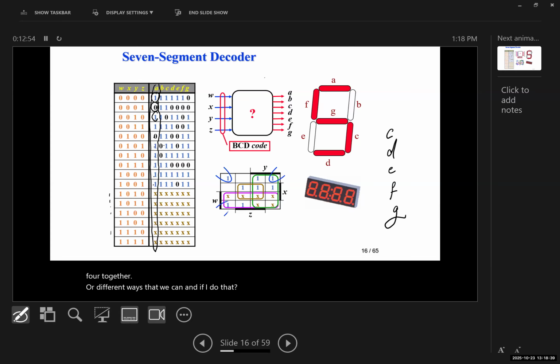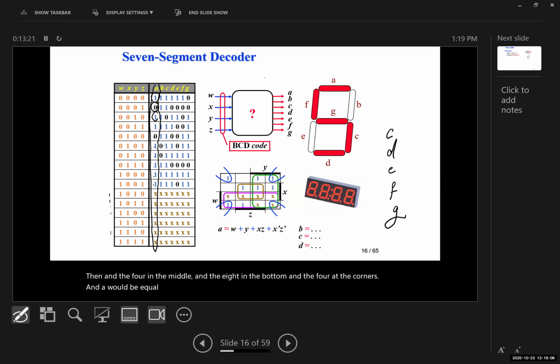or I can do the H and add it down, you're going to get the same results. You're going to have multiple simplified functions, but all of them are correct. And if I do these 8, or I can do the 4 on top right, then the 4 in the middle, and the 8 in the bottom, and the 4 at the corners. And A would be equal to W plus Y plus XZ plus X prime Z prime.